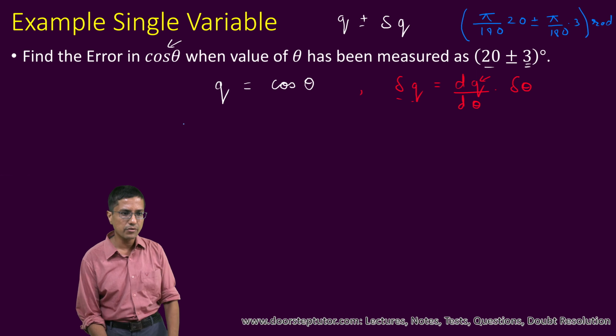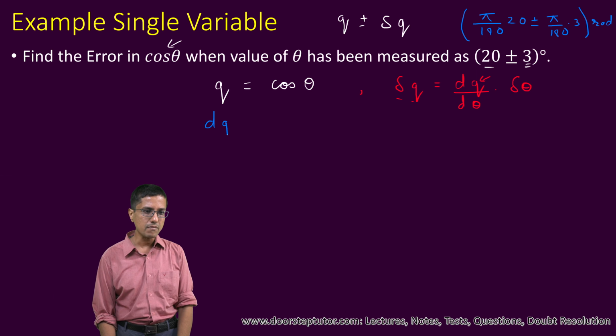So now we can go on to differentiate, and differentiation is of course not very difficult. The differentiation of cos theta is minus sine theta, and here we are only interested in the absolute value.